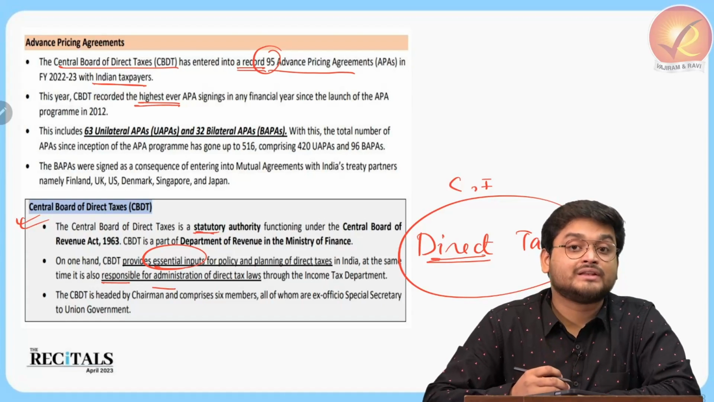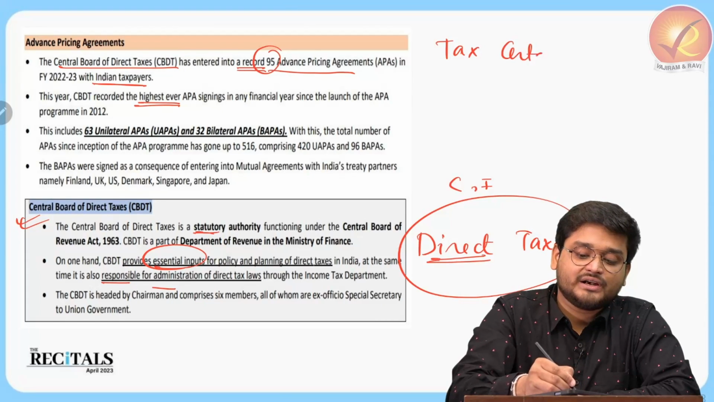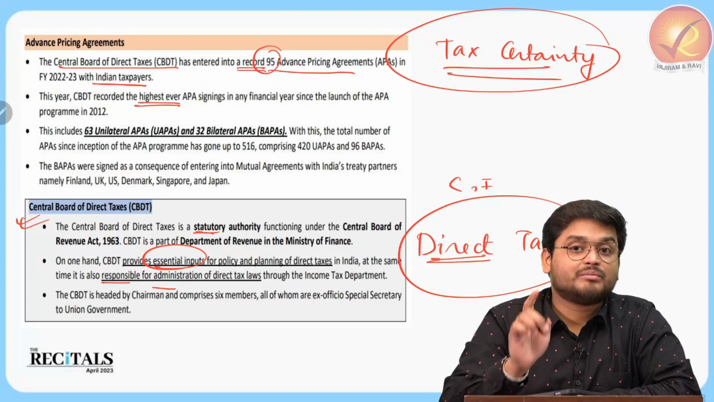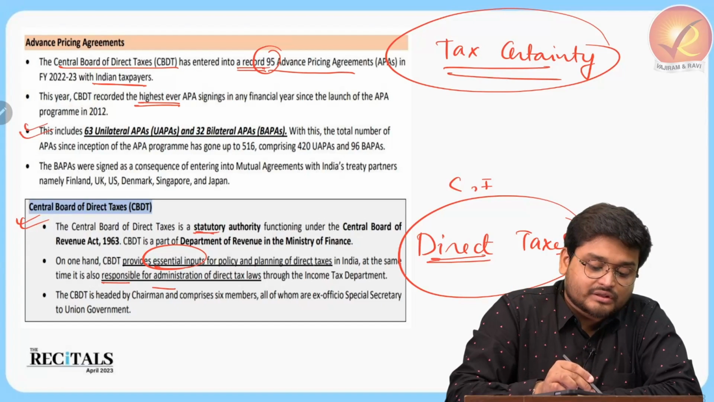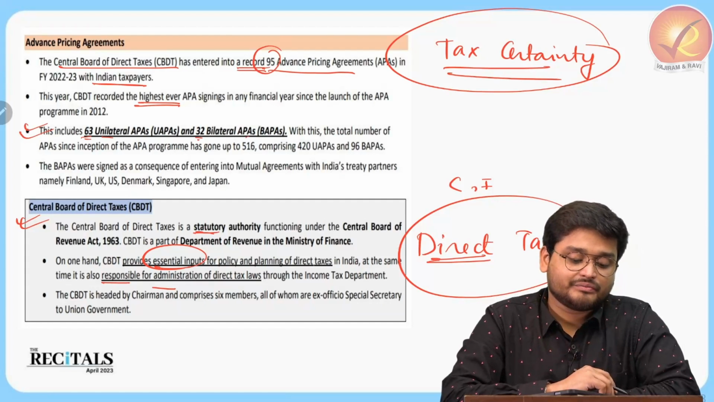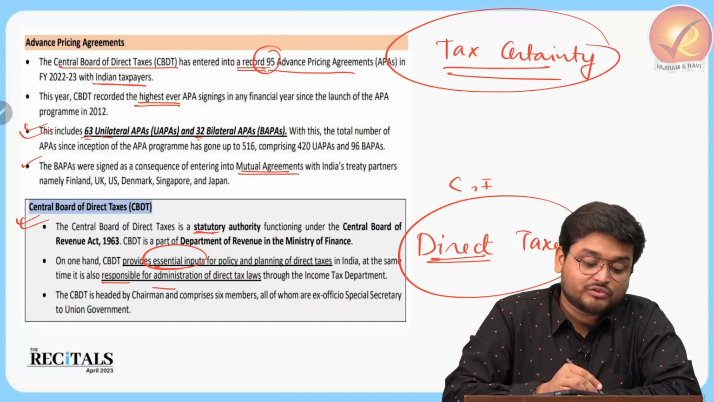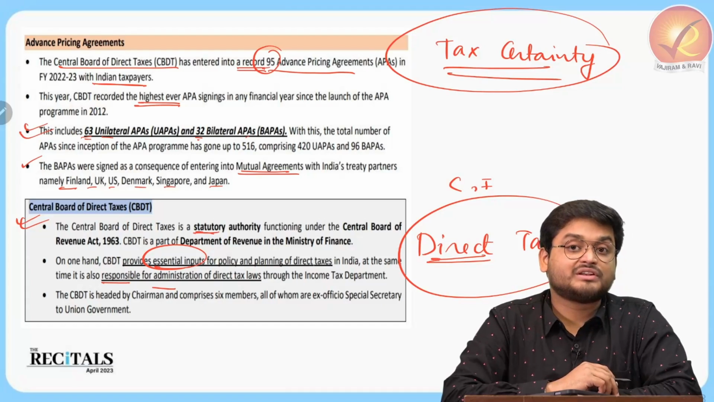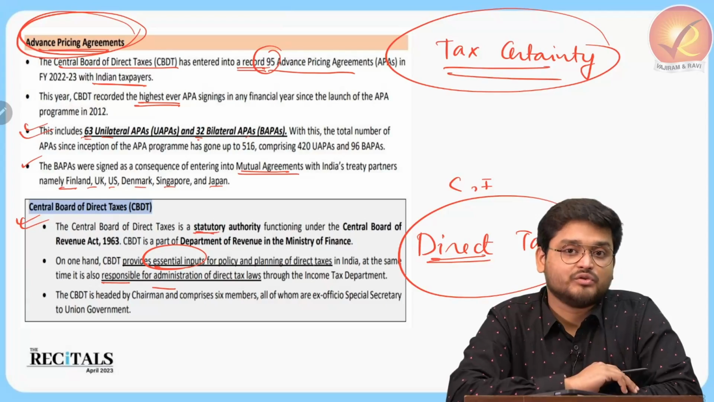That means the Indian government is now trying to go into APAs. That means it can have tax certainty, right? It can say, I am collecting taxes on the goods and services that are sold in India. So this is good. And out of these 95, 63 are unilateral and 32 are bilateral, right? And the bilateral ones were signed by mutual agreements with Finland, UK, US, Denmark, Singapore, Japan, correct? So we have to understand that in India, CBDT is the sole agency for advance pricing agreements with reference to companies.